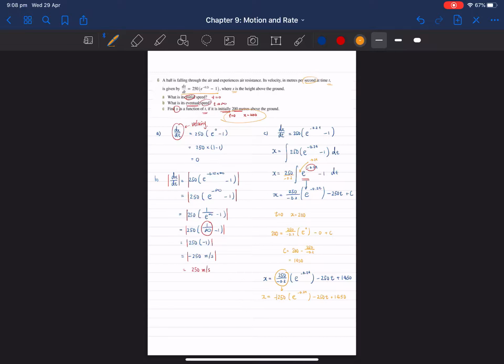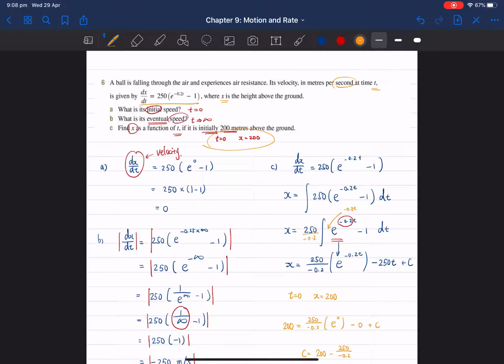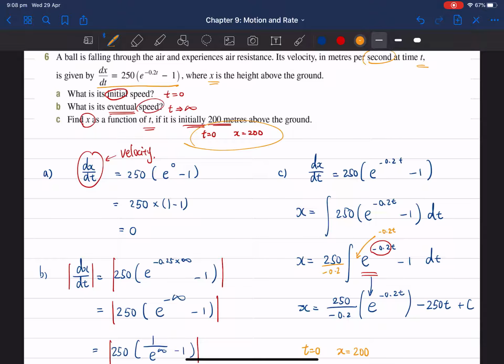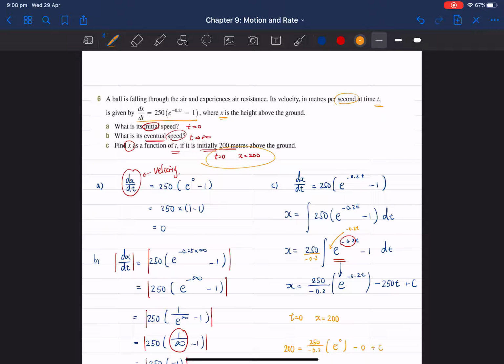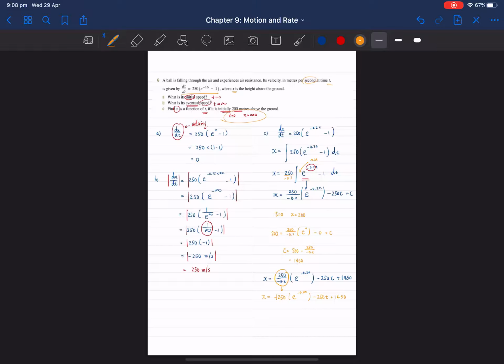As you can see, this question is slightly harder than the previous one just because the integration is a bit difficult to do. But the rest of the stuff is quite easy. You do need to understand what is meant by initial. Initial means t equals 0, and what is meant by eventual. It just means when t approaches infinity, when the time passes. When t becomes infinitely large, what is the value of x? All right, so that's the second question. We're going to move on to the next one.